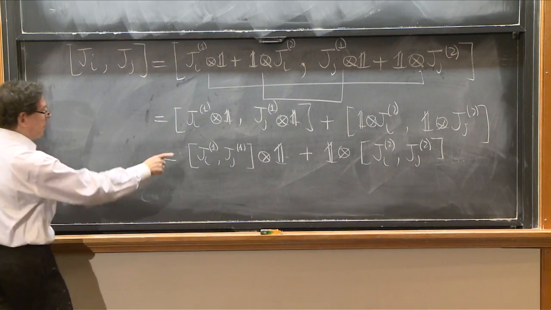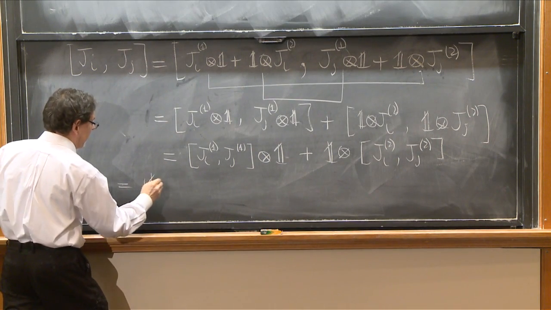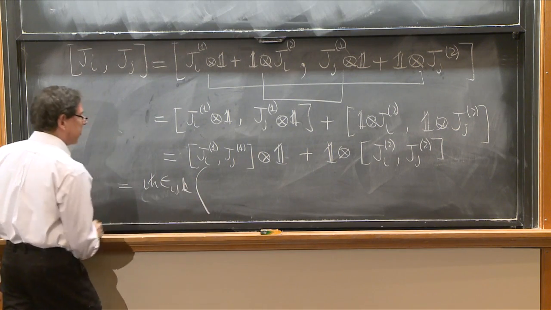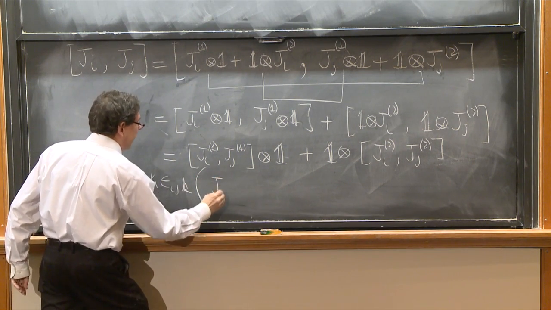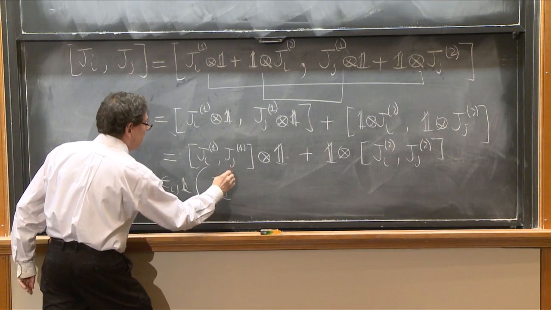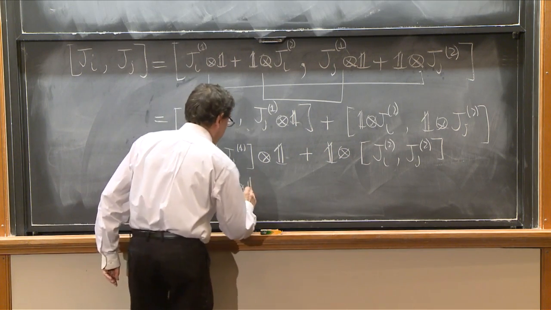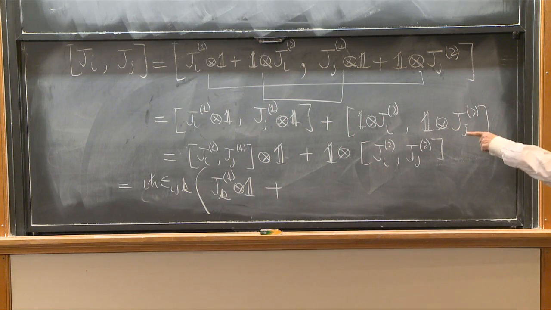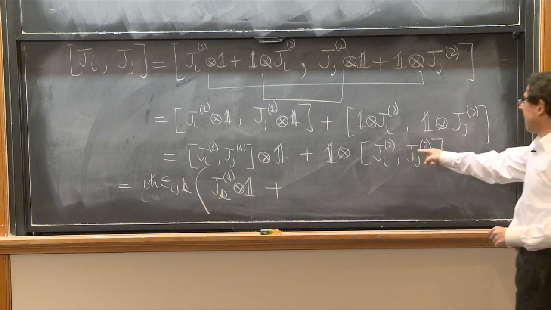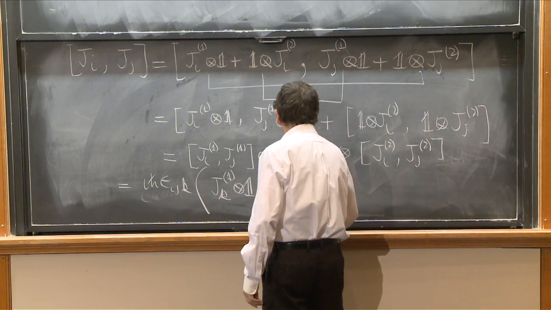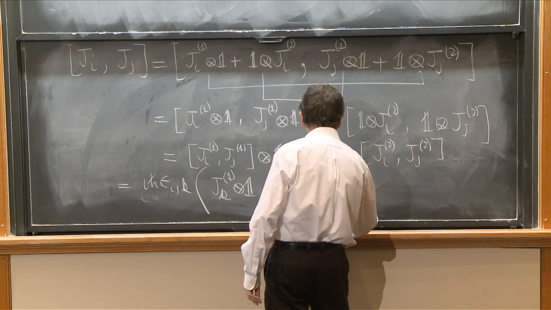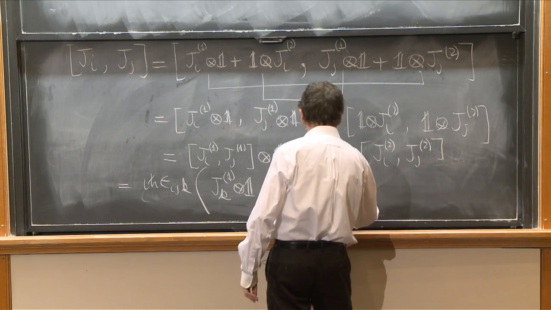One last step. This is i h-bar epsilon_ijk, and I'll put a big parenthesis, J_k^(1) tensor 1 for the first one, because J^(1) forms an angular momentum algebra. And here, 1 tensor J_k^(2).